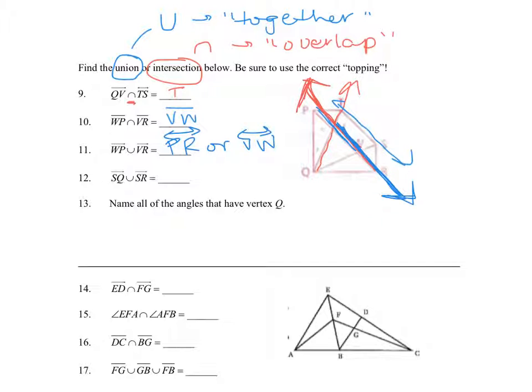And then finally we have ray SQ. I'm going to draw that in black just so that we don't get too confused. Ray SQ, it's going this way, in union with ray SR. Well, take a look at what we have there. When we put those two things together, we have an angle. And we have the angle QSR, or we could also call it RSQ.